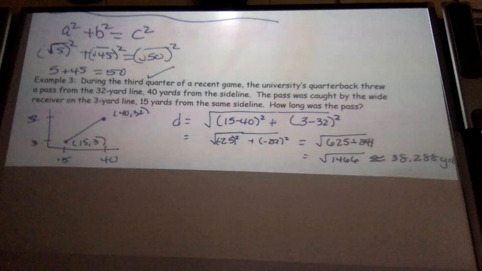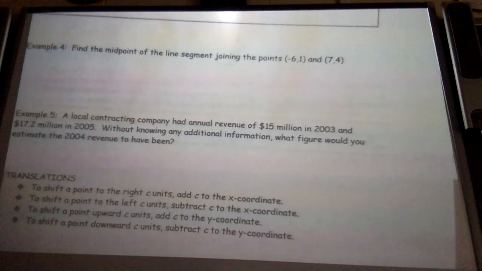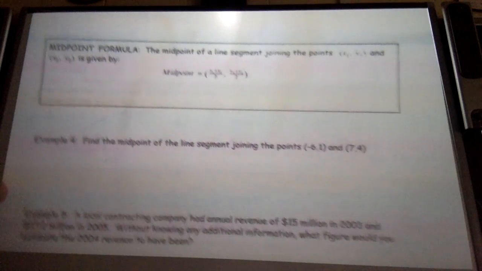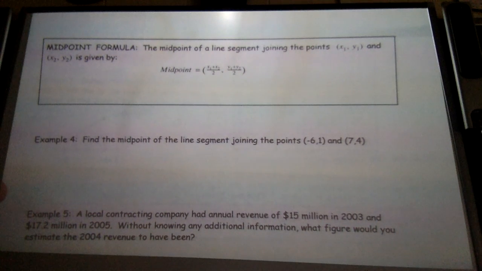Questions? Then we might have reason to find what the point is halfway between 2 points on a coordinate grid. To do that, you just add the x coordinates, divide by 2, add the y coordinates, divide by 2. That will give you the point halfway between 2 points.